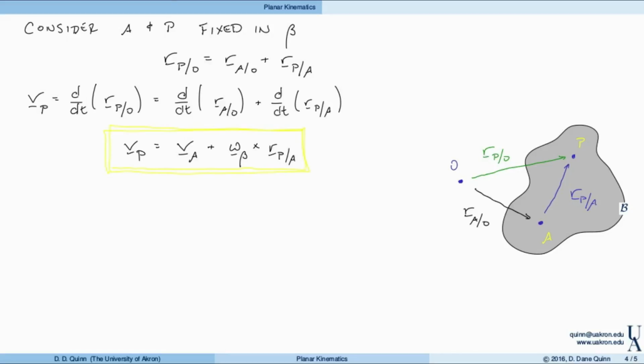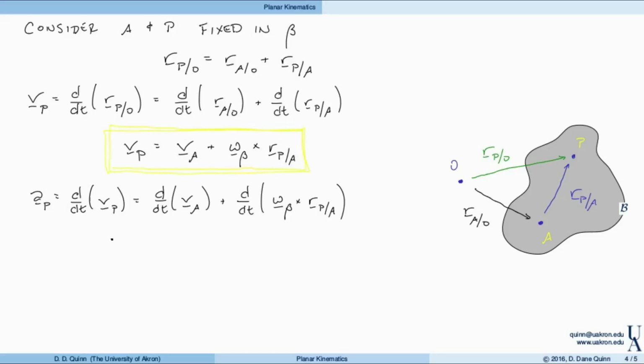So now, of course, we can go to the next step and look at the acceleration. The acceleration of P is just the derivative of velocity. So that's going to be the derivative of this equation up here. The first term is the derivative of the velocity of A, and the second term is the derivative of what's left, which again is omega cross r_P with respect to A.